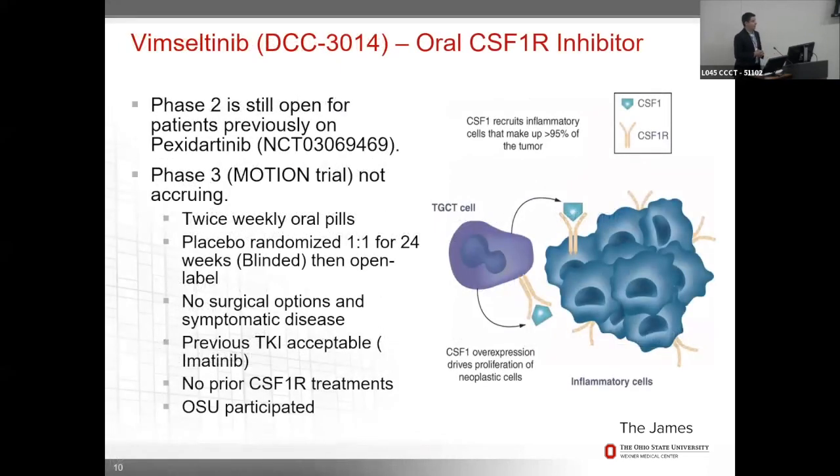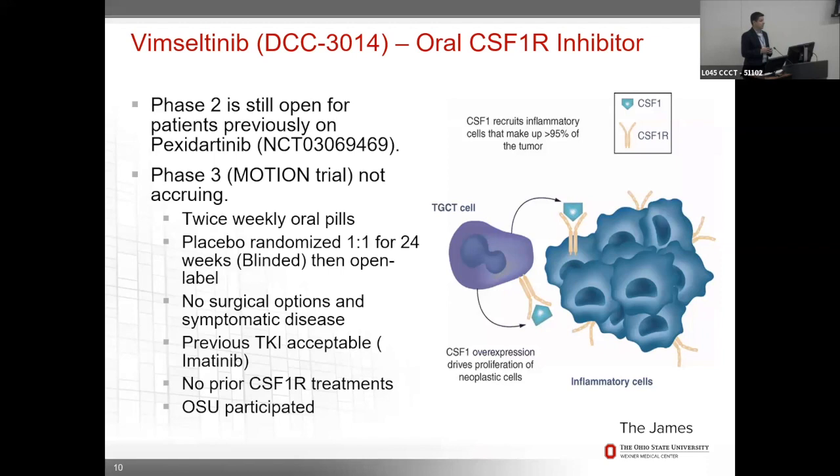So now we're going to talk about the drugs. The first one that we have here is vimseltinib. This drug was named DCC-3014. As you know, when a pharmaceutical company is developing a drug, usually you code the molecule with a long name, and as you evolve in the development of the drug, getting closer to the commercial phase, then you put a name on it. So that's why they have two names, and that's the reason.